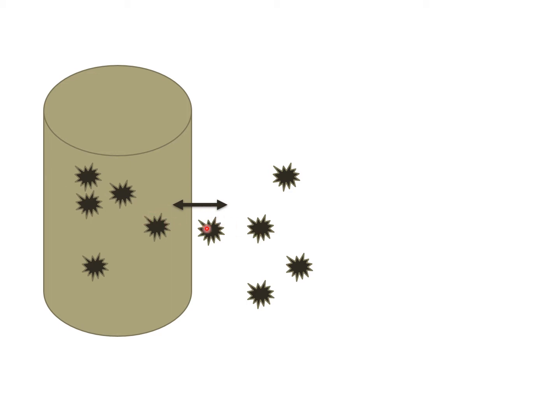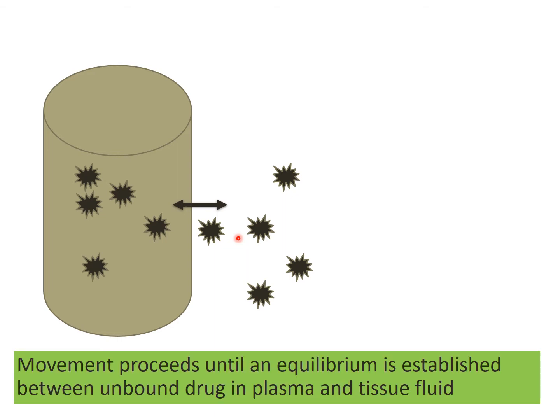Now the equilibrium is maintained. According to the plasma concentration or the concentration gradient, the drugs will move to the tissue region. So here a few amount is moved to the tissue and the equilibrium is attained. The movement proceeds until an equilibrium is established between the unbound drug in plasma and the tissue fluid. So consider this is a tissue region.